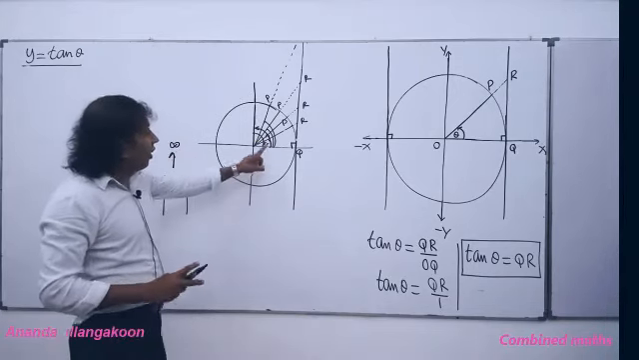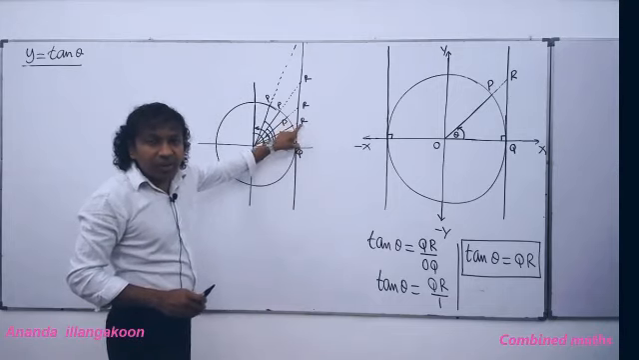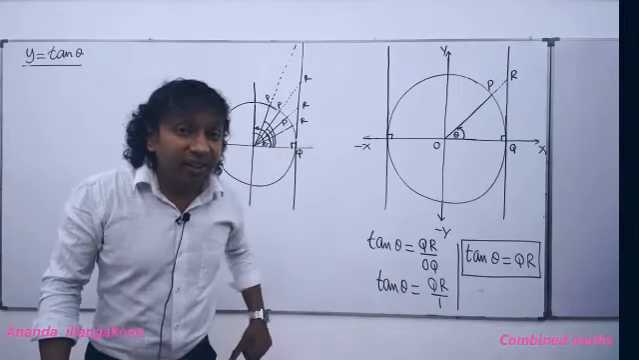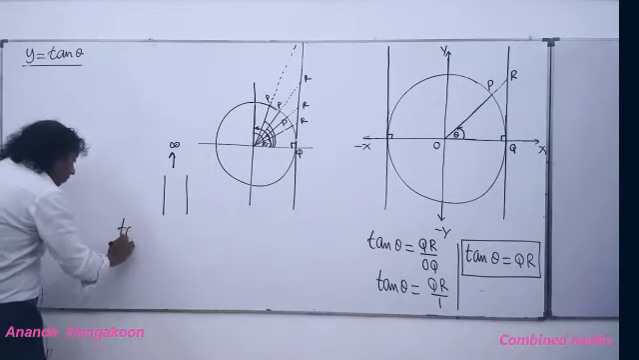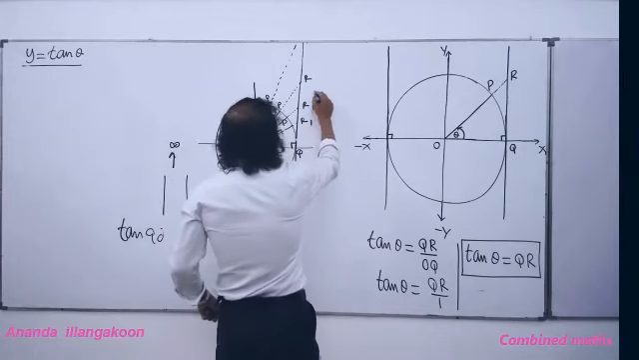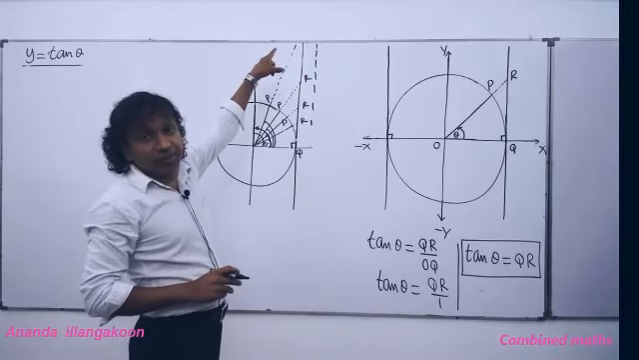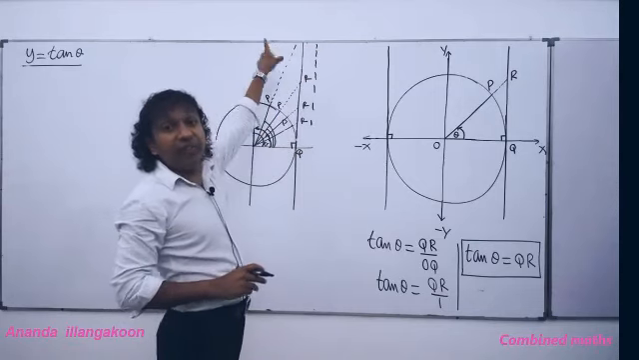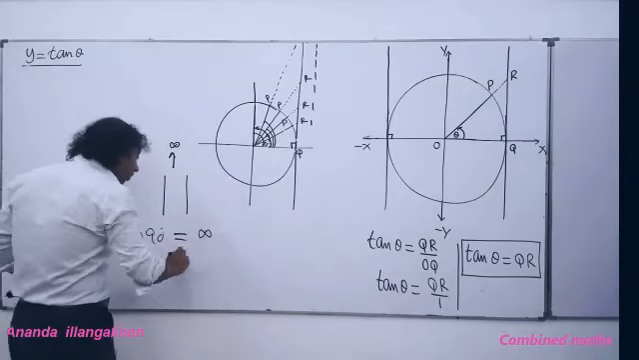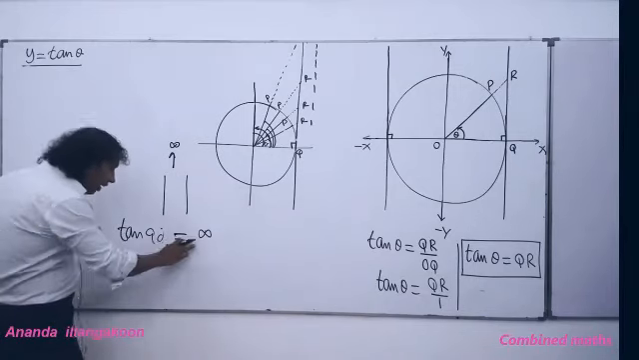So therefore, the point where OP and this tangent meet is called the R point. But when this tangent and this OP become parallel, they meet at infinity. So therefore, when the angle is 90, this point R goes towards infinity. This QR length will be infinity. Therefore, tan 90 goes to plus infinity. We don't say tan 90 equals infinity. We say tan 90 goes to infinity.